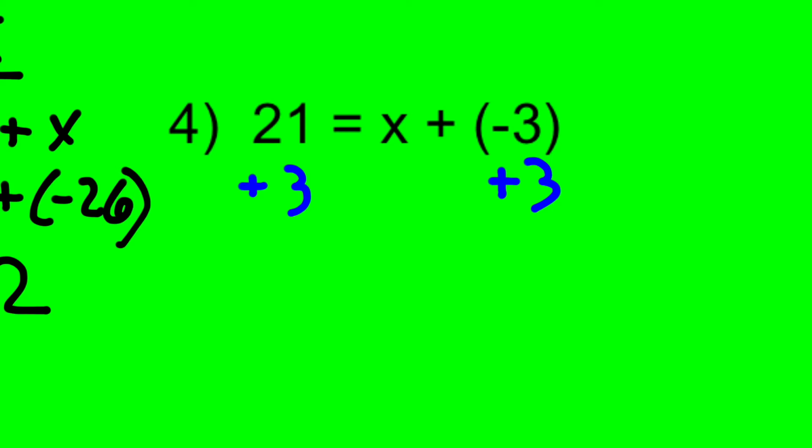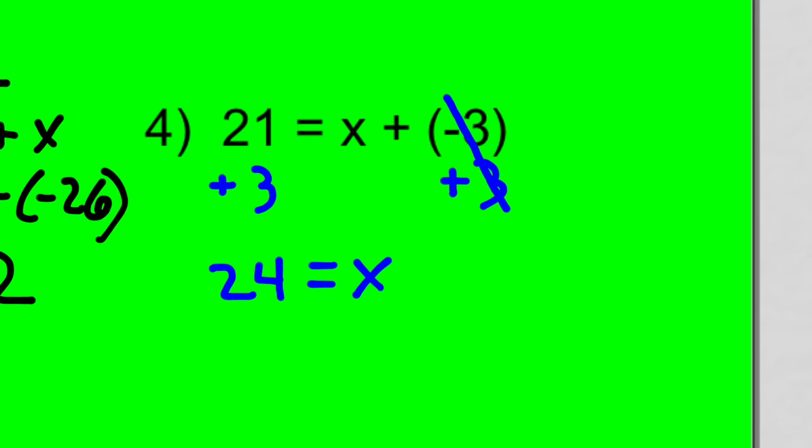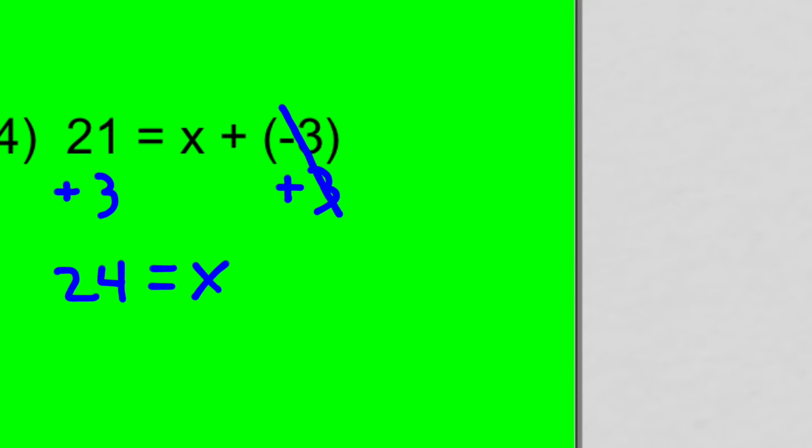Well, 21 plus 3 is 24 equals x. Negative 3 plus 3, cross out because they're 0, and that's exactly what we want. We want the value of x by itself. 24 is equal to x. Okay, let's check it.